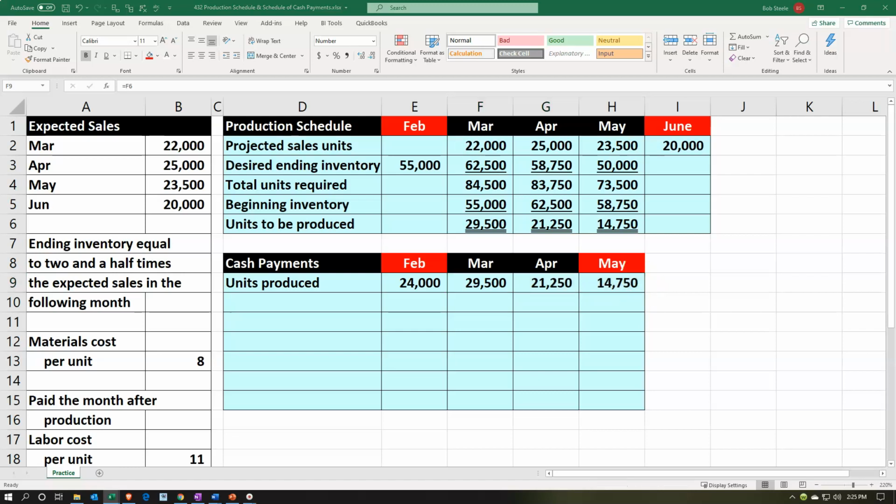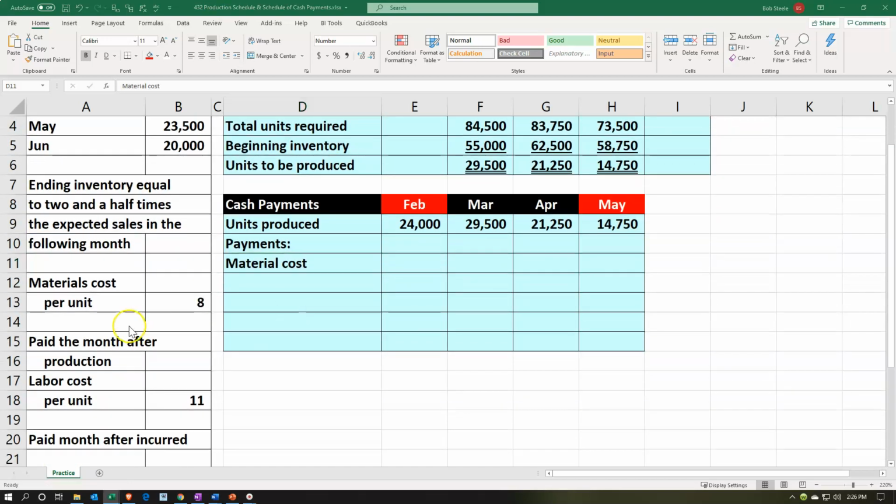And then we're going to have our payments. So the payments that we are going to be having, the cash payments, this is where our focus is for the materials. Let's pick up the materials. So it says then that the materials cost $8 per unit. So $8 per unit. And then it says down here, it should be kind of right below it. I should probably pull this up to here. But anyways, paid the month after the production. So this was paid the month after the production.